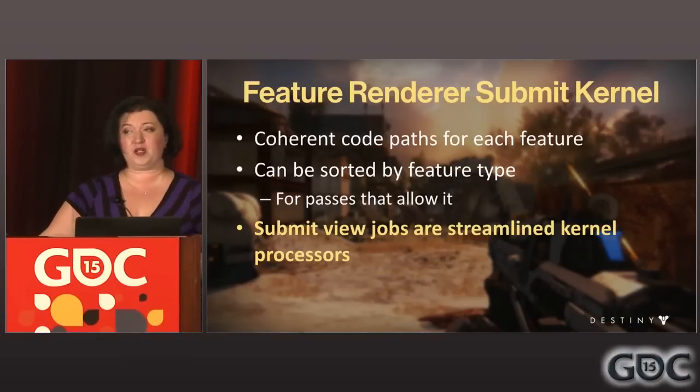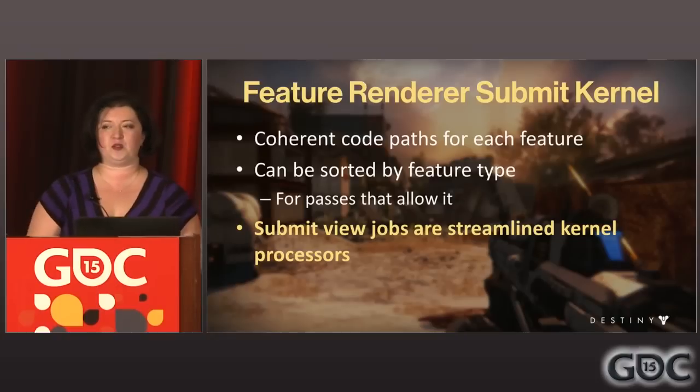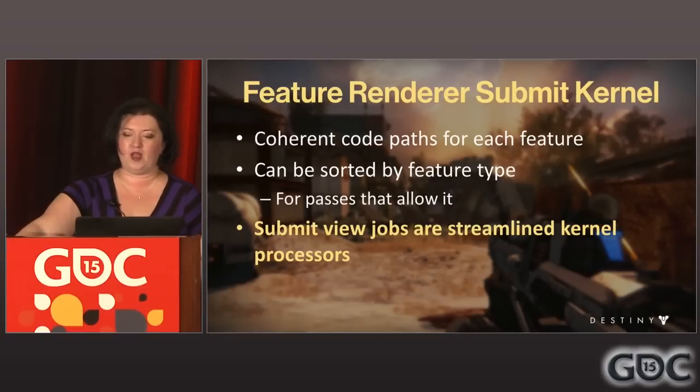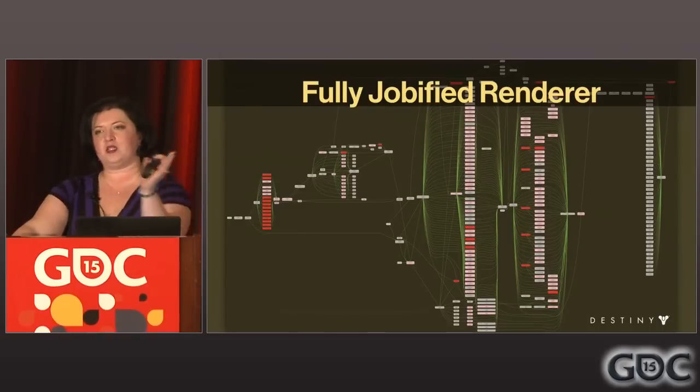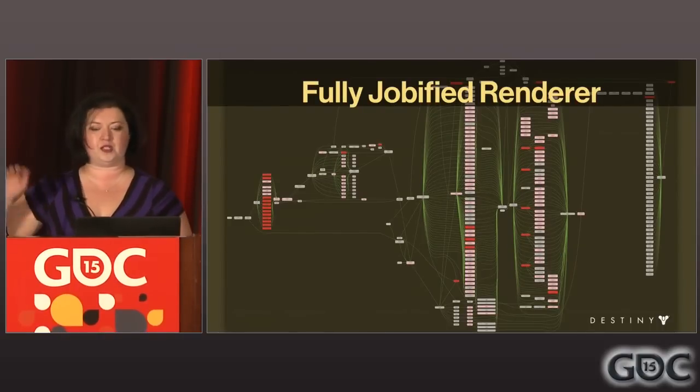And in some ways, we have a lot to thank SPU for, because being able to fit that into those precious 256 kilobytes is what forced us to go down this path. But it maps very well to data parallel processing. Our submit jobs just became fully streamlined kernel processors. So when you put all of this together across all views, all render stages, all render features, you come back to that jobified renderer pipeline.